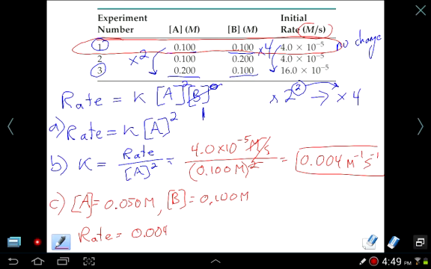So our rate will equal our rate constant, which is 0.004 molarity per second, multiplied by A, notice the rate law is A squared, multiplied by 0.050 molar squared. We don't have to include B because B dropped out, if you recall. B really is 0th order, so it will not affect the rate. So all we have is these two numbers. Go ahead and multiply them across and find out what you get.